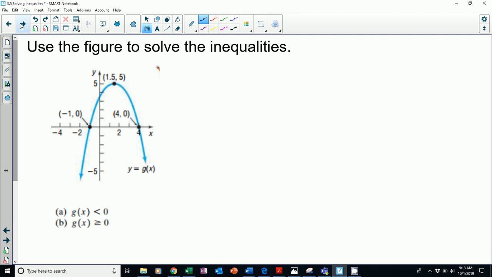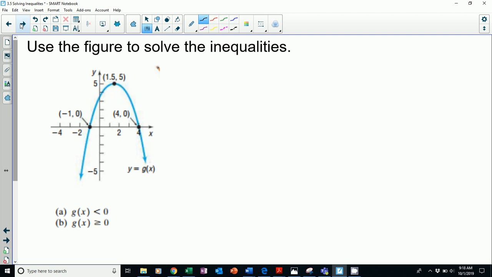Just because we will have one interval doesn't mean we won't have more than one interval, so I'm going to look at the other two intervals. So the next interval is from -1 to 4. We want to look at where the graph is in that interval. The graph is above the x-axis, which is not what part A is asking us to do. Part A is asking us to look at less than 0 or below the x-axis.